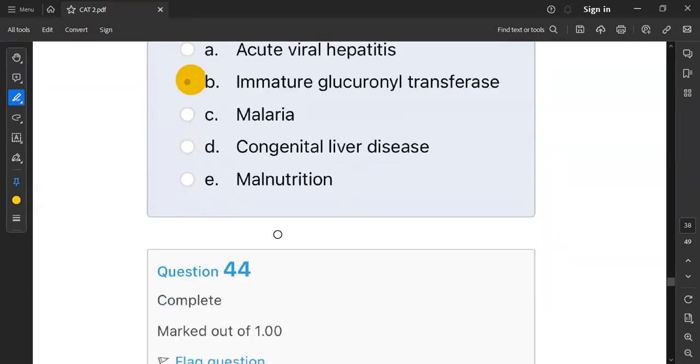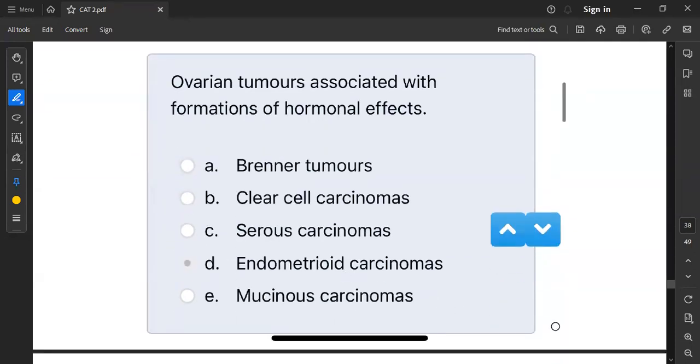Ovarian tumors associated with hormonal effects. The most appropriate response: Brenner tumors, clear cell carcinomas, squamous cell, endometrioid carcinomas. Any other responses? So the correct response is E, mucinous carcinomas.